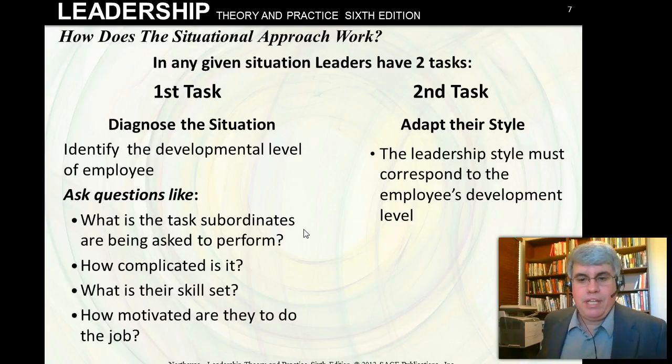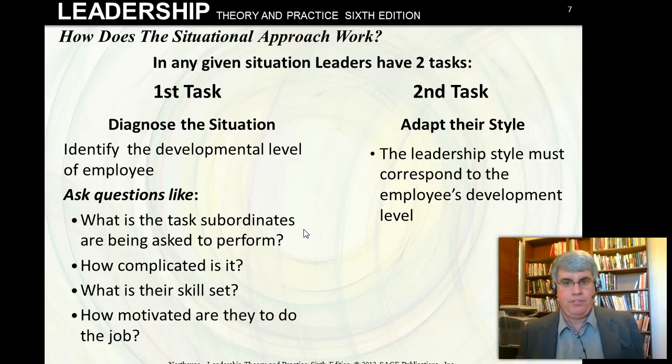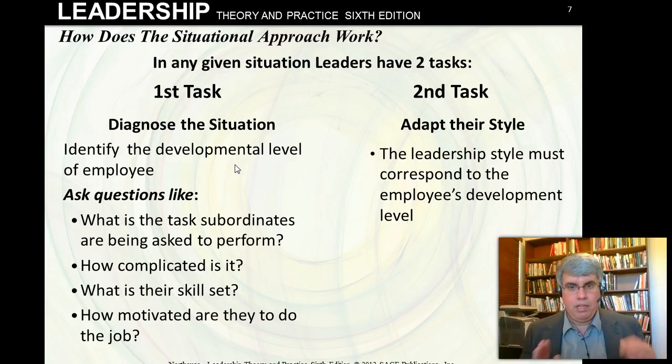Now, so in practice, how does this work? What are the leaders supposed to do in situational leadership? Well, the situational leader has two tasks. First is to diagnose the situation, which in this case means identify the developmental level of the employee. So you've got to look at the employee before you choose a style.